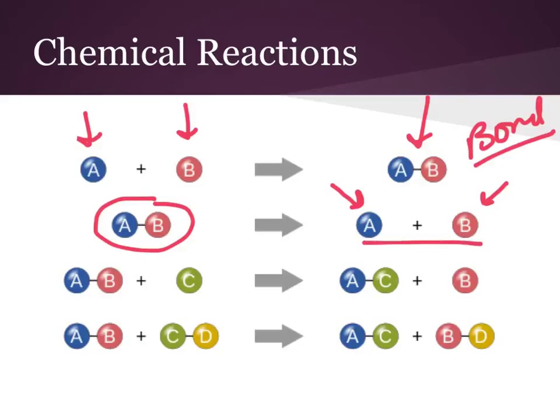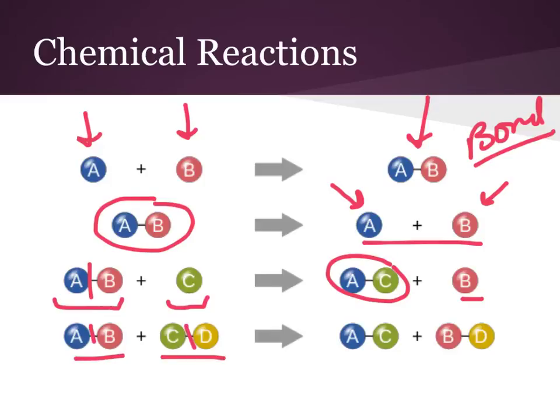we break a bond, or we might have chemical AB plus chemical C, and we would break this bond between A and B and form a bond between A and C, and we have a third independent or isolated chemical B. Or we see chemical AB and chemical CD, and we break bonds between A and B and between C and D, and we rearrange and make new bonds between A and C and B and D.